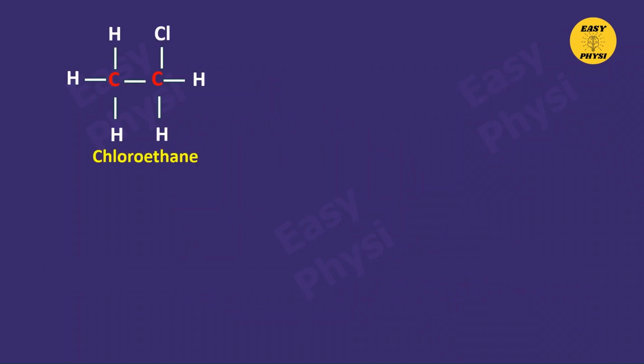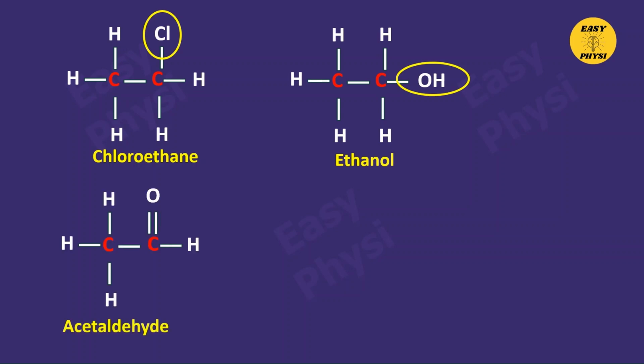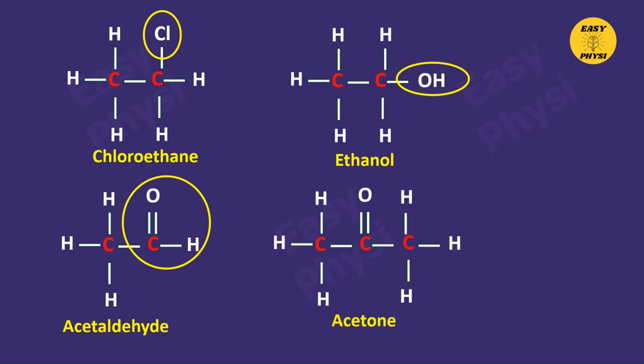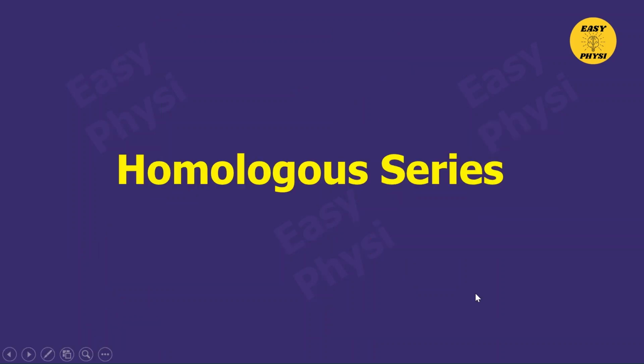This is chloroethane. Here, Cl is the functional group. This is ethanol. Since OH is the functional group, it is an alcohol. This is an acetaldehyde. CHO is the functional group. It is an aldehyde. This is an acetone. CO is the functional group. It is a ketone. The properties of the newly formed compound will be totally dependent on the functional group of the compound. Homologous series.